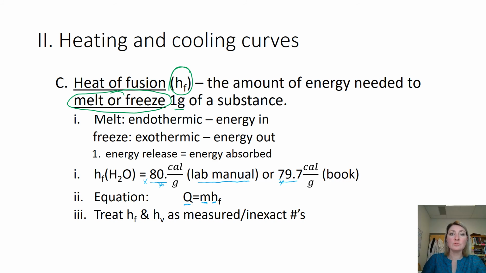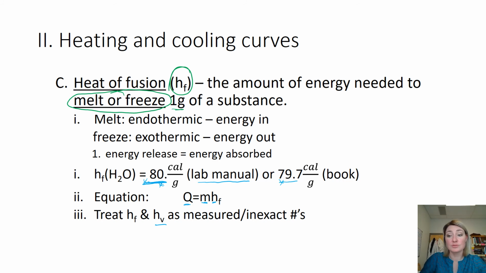I would like you, not only for heat of fusion, but also for heat of vaporization, to treat these numbers as measured numbers or inexact numbers. We came across them through measurements. Okay, there is some level of uncertainty. So when you calculate these numbers, you're going to need to apply these numbers and include these numbers in your sig fig rules.